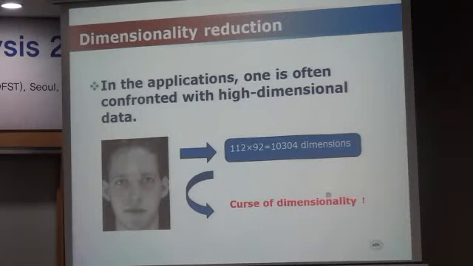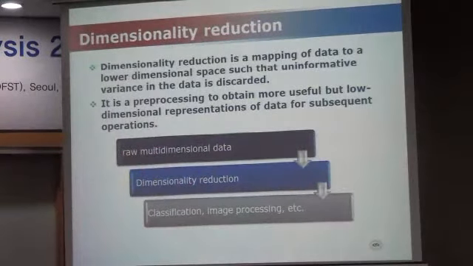So this is a small image, 112 by 92. If we think of it as a vector, it is more than 10,000 dimensions. So we have some problems because of dimensionality. Dimensionality reduction is the mapping of data to a low-dimensional subspace, to obtain a more uniform but low-dimensional representation.